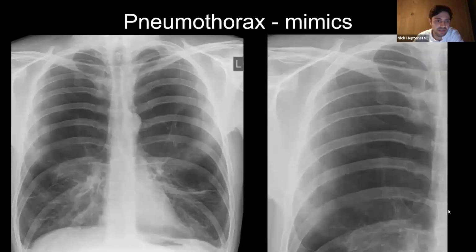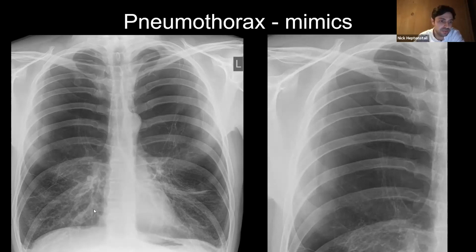So mimics. Compared to the last radiograph, there is a symmetrical reduced density within both mid and upper zones. Whenever it's symmetrical, it's highly unlikely for someone to have bilateral pneumothoraces at the same time, unless there's trauma. So in this context, this is severe upper lobe emphysematous change.